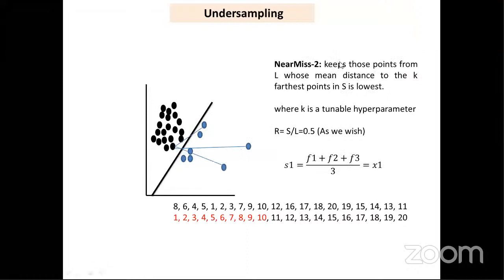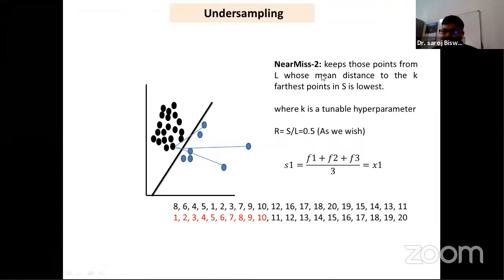It is called Nearmiss 2. In the case of Nearmiss 2, it keeps those points from L, meaning all majority class instances, that is called large. It keeps those points from L whose mean distance to the K farthest points in S is lowest. Because in the case of Nearmiss 1 it was the K nearest points, but in this case we need to find the mean distance to the K farthest points in S.